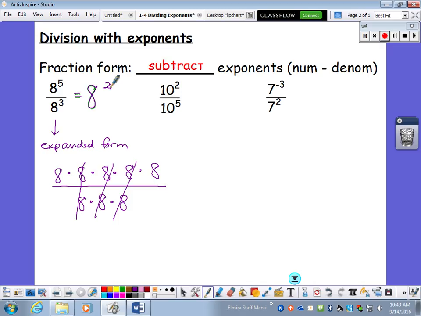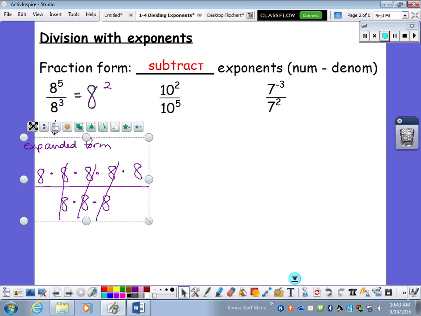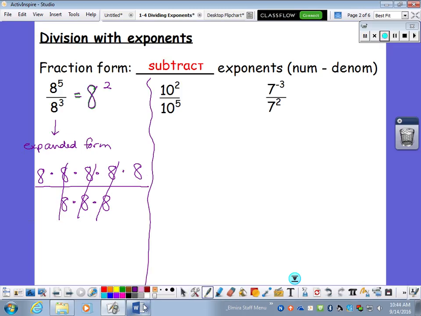Okay? If I was doing the next problem, let me move this over a little bit. I was doing this problem right here. Keep my base. 2 take away 5 is negative 3. But remember, I have to make that 1 over 10 to the positive 3rd power.